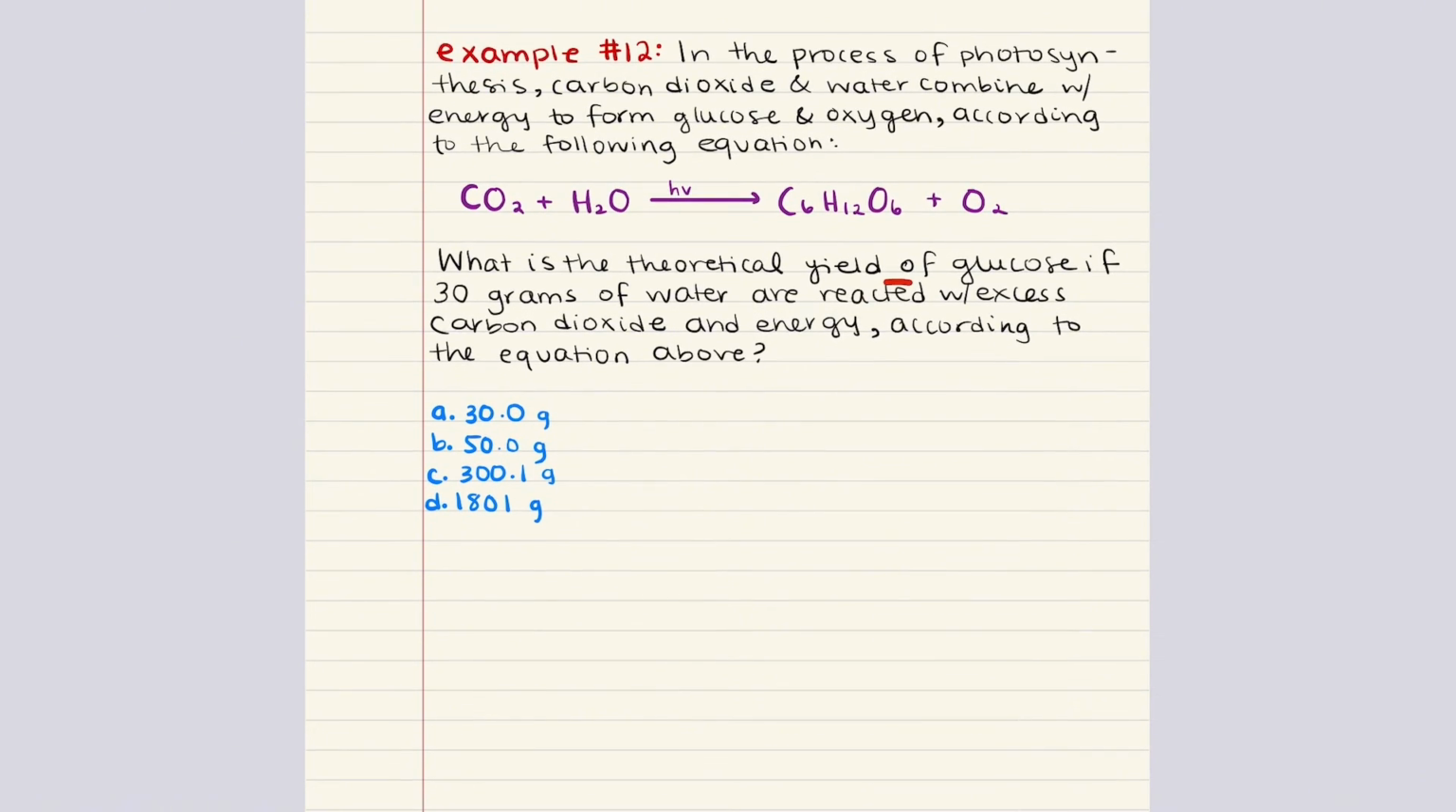12 says, in the process of photosynthesis, carbon dioxide and water with energy combine to form glucose and oxygen according to the following equation. What is the theoretical yield of glucose if 30 grams of water are reacted with excess carbon dioxide and energy according to the equation above? Now, whenever you're given an equation and it doesn't tell you that it's balanced in the word problem, then you want to double check and see if it is balanced or unbalanced. Here, this reaction is unbalanced. So the first thing we're going to have to do is actually balance this reaction.